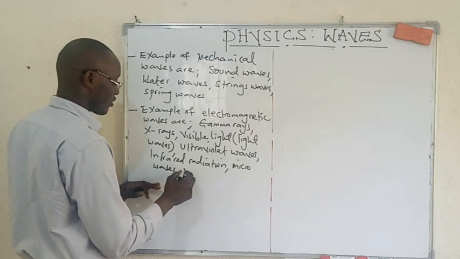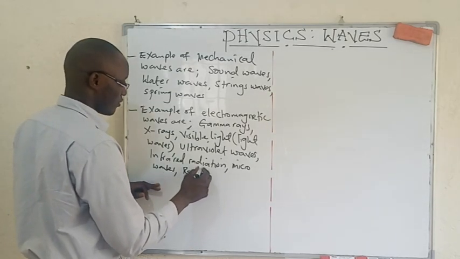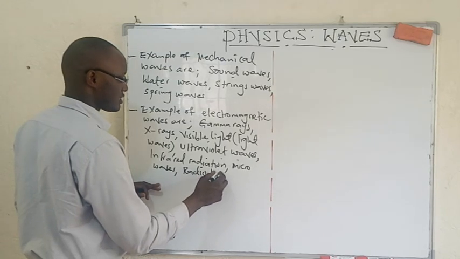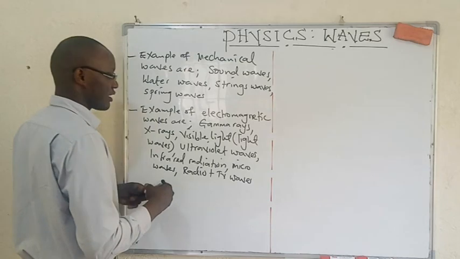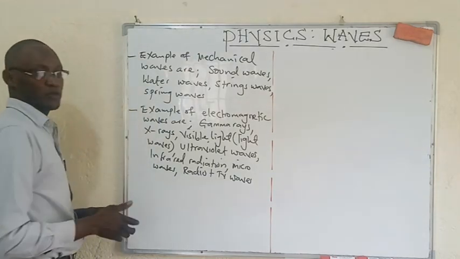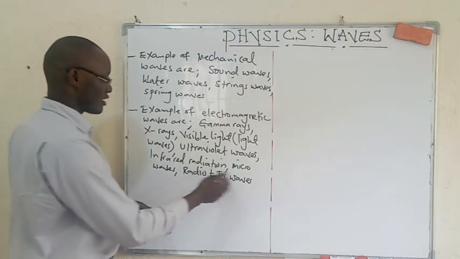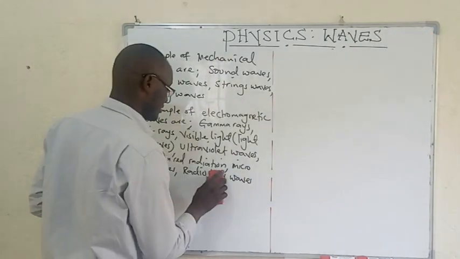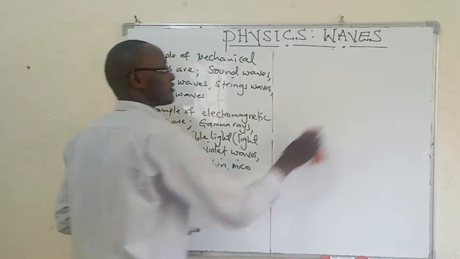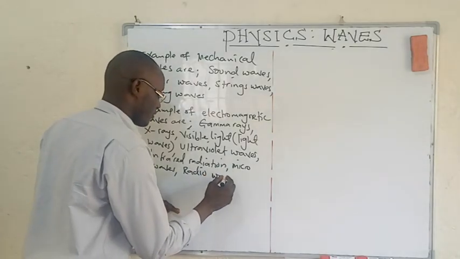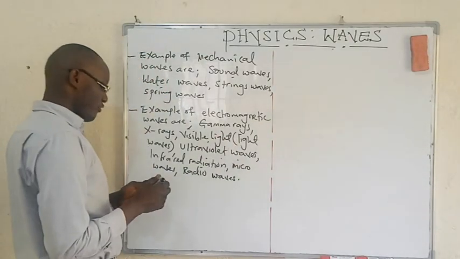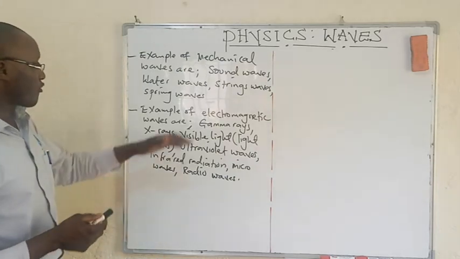Then lastly, we can talk about the radio plus TV waves. Radio waves. Actually, the TV waves are also regarded to be radio waves. So instead of putting TV waves, we can just leave them as radio waves. So radio waves. Very interesting. So hope people have got this.